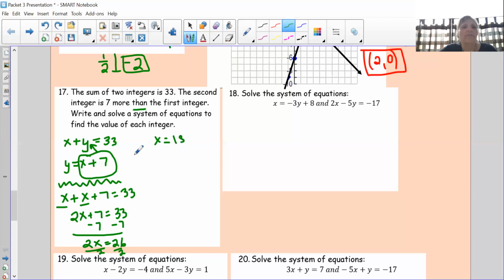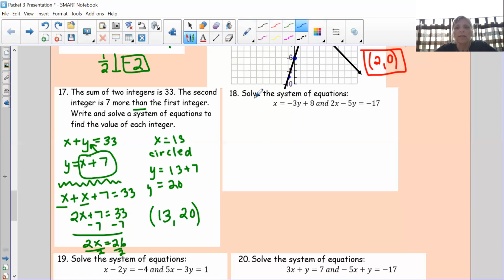Okay, now x is 13. Now I have to choose which one of these I'm going to substitute it back into, because we don't just need one answer. We need two. We need an x value and a y value. And I'm going to write the word circled. And I'm going to say y equals 13 plus 7. 13 plus 7 is 20. So that equals y. So my final answer is the first number, the x number, is 13, and the second answer is 20.